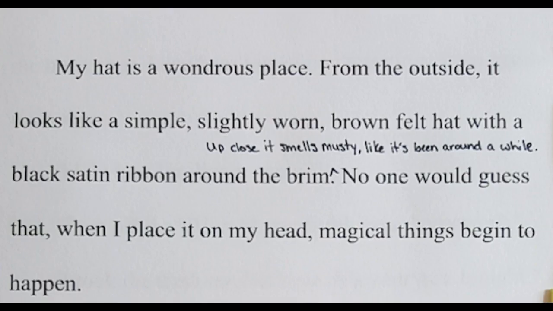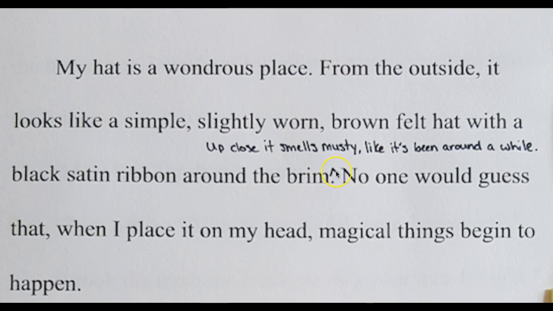So when I reread my draft and looked for all the places I marked with sticky notes, I knew that I needed to add some sensory details to help the reader imagine what it smells like, because that helps them understand what is happening. So I had my sticky note that said "smells," so I know I wanted to add something about the smell. So I created this caret, is what this mark is called. It's like a little triangle, and it's pointing up. And then I wrote, "Up close, it smells musty, like it's been around a while."